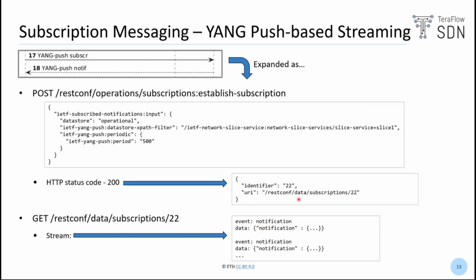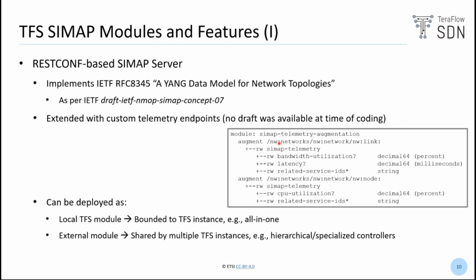And these notifications, well, depends on what you provide here in the filter. But if you point, for instance, to a specific filter that targets the telemetry of a specific element, you will get the materialization of this tree with the appropriate values for the specific resource that you subscribed.